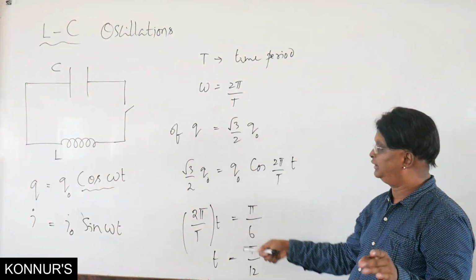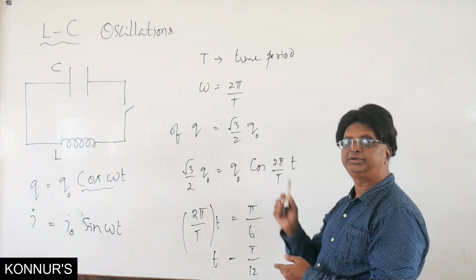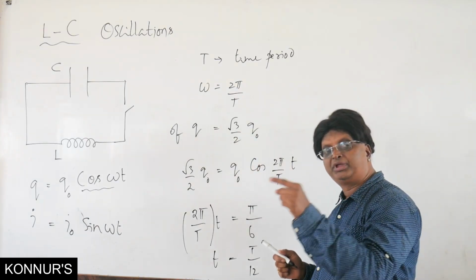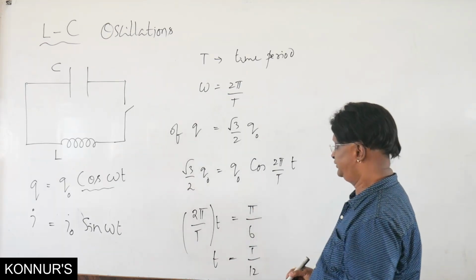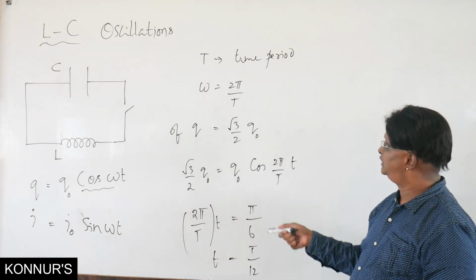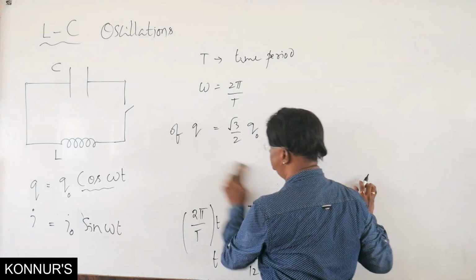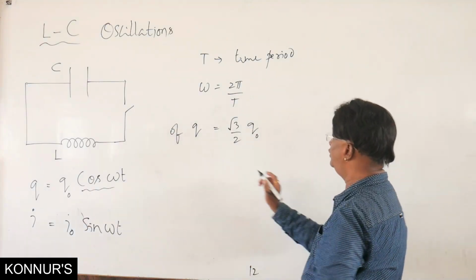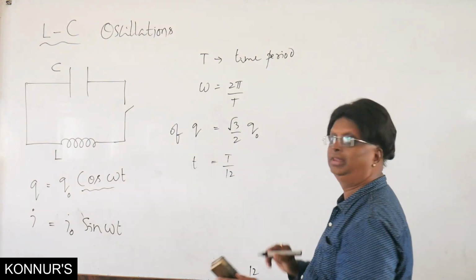I have shown you one method. Similarly, the other numbers that we are given are half of Q naught, or else 1 by root 2 times Q naught, like that. For those values I am giving the results. See, the process, please remember. Don't try to remember the numbers. Even if you forget, this method should give you the answer. Now, what is the result you got? t is equal to T by 12.